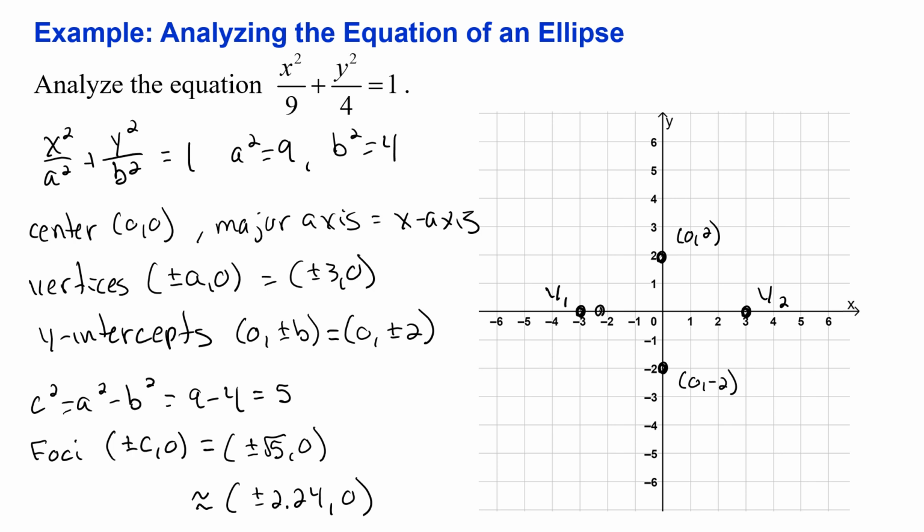So now let's plot these 2 points in our xy plane, and we will label the focus to the left of the center as f sub 1 and the focus to the right of the center as f sub 2. Now finally, let's connect the vertices to the endpoints of the minor axis, and we will draw a smooth curve from v sub 2 to each of the endpoints of the minor axis, and from v sub 1 to each of the endpoints of the minor axis.